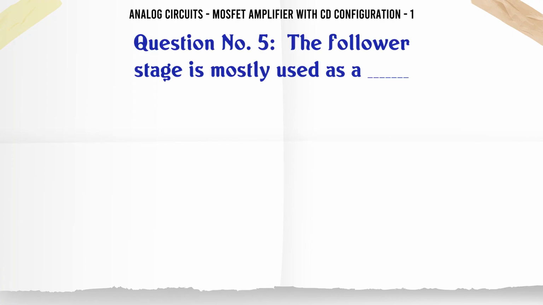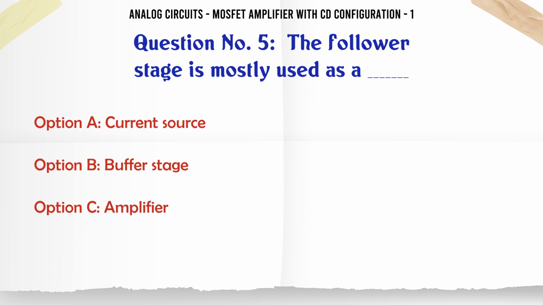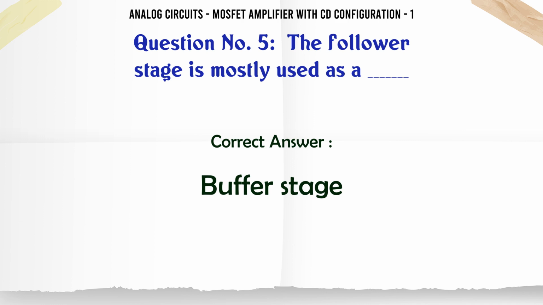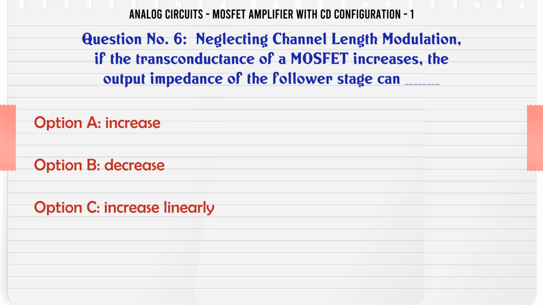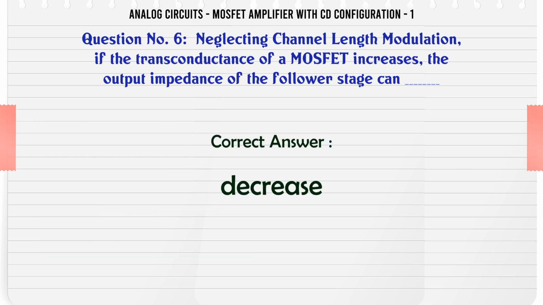The follower stage is mostly used as A current source, B buffer stage, C amplifier, D switch. The correct answer is buffer stage. Neglecting channel length modulation, if the transconductance of a MOSFET increases, the output impedance of the follower stage can A increase, B decrease, C increase linearly, D decrease non-linearly. The correct answer is decrease.